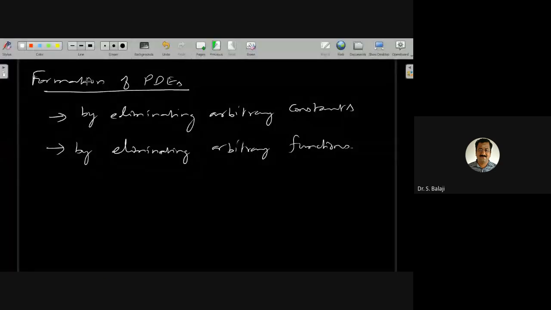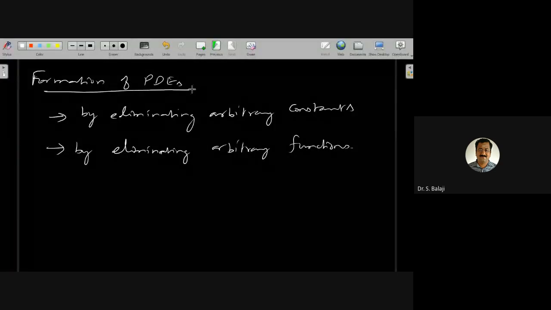Formation of a PDE means that from the given relation between z, x, y, we construct the PDE by eliminating arbitrary constants or arbitrary functions. For that purpose, just differentiate partially with respect to x and so on. Let us take some simple problems based on this idea. Form the partial differential equation.